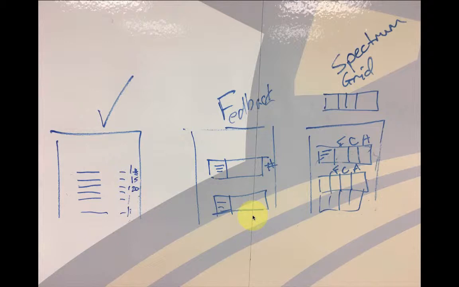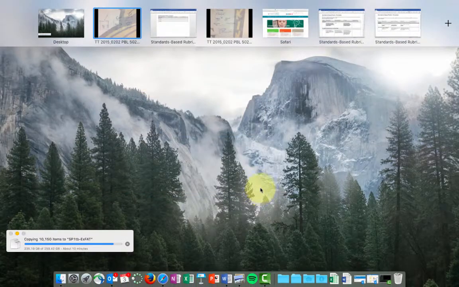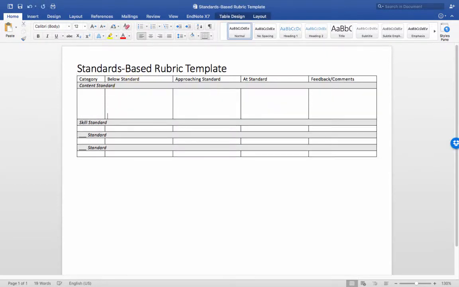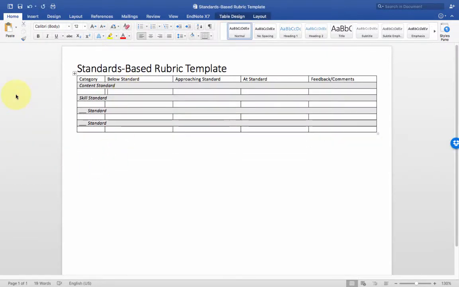And in using these different types of rubrics myself, I started to design one that I believe is a little bit hybrid of all 3 of those. This is a standards-based rubric template that we downloaded yesterday from my website. I created it in Microsoft Word with some real simple tables. And of course, it can expand based on what you add to it.